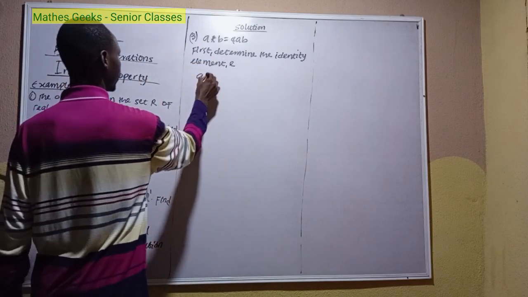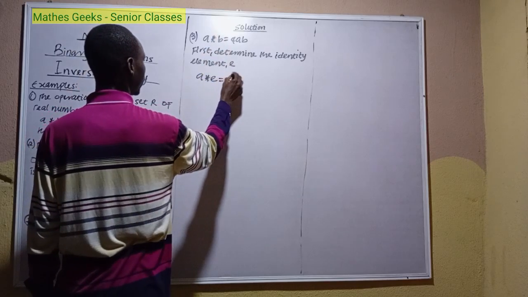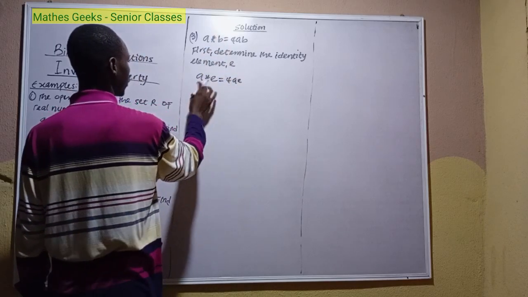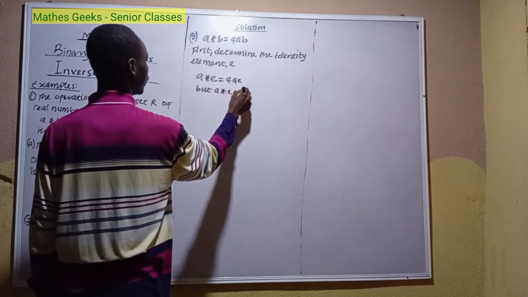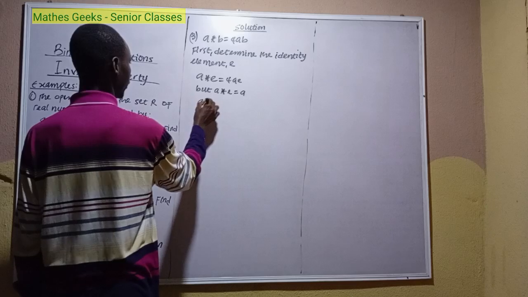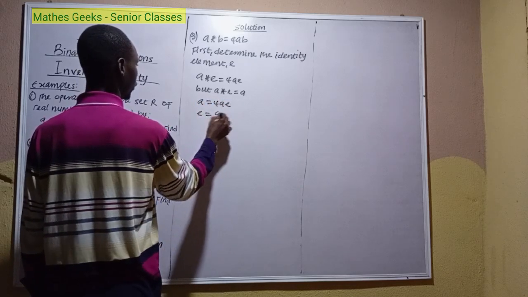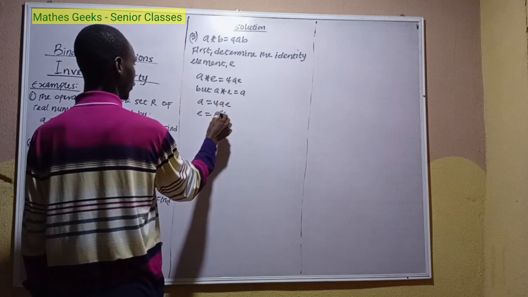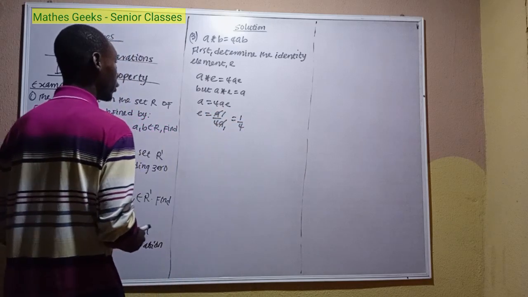To do that, we substitute the second element with E: A operation E is 4AE. And then we'll say but A operation E should be A. So A is equal to 4AE. And then E is equal to A over 4A, that's equal to 1 over 4. So our identity element is 1 over 4.